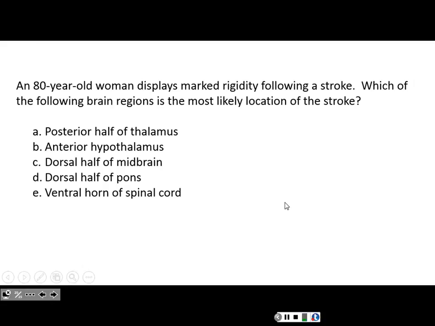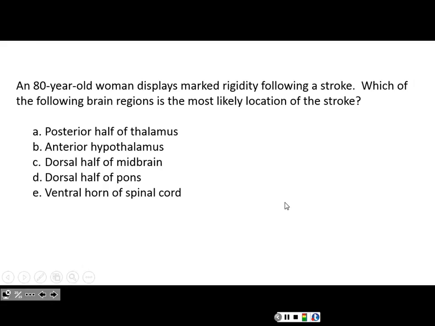Just the dorsal half? So not including the belly of the pons, not including the corticospinal tract. Okay, no, just the dorsal half. Yes, that could occur at the level of the midbrain.